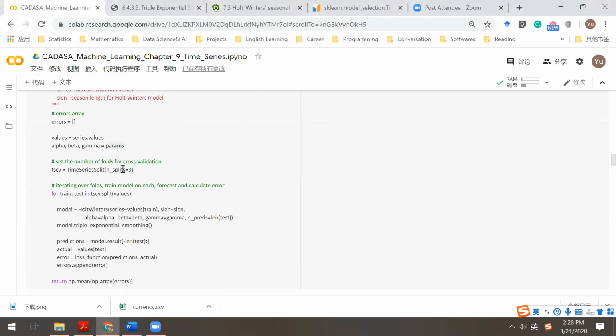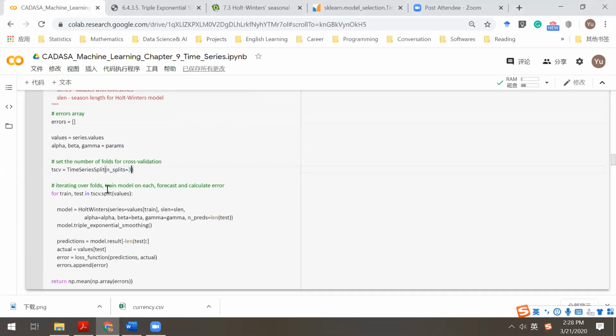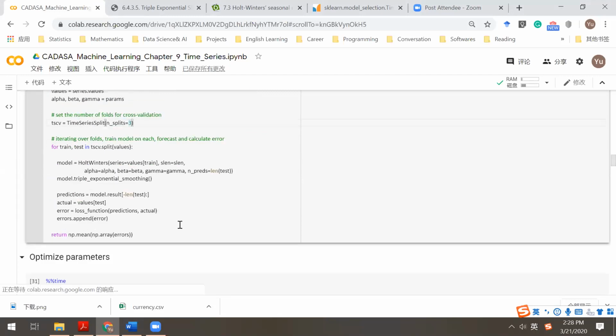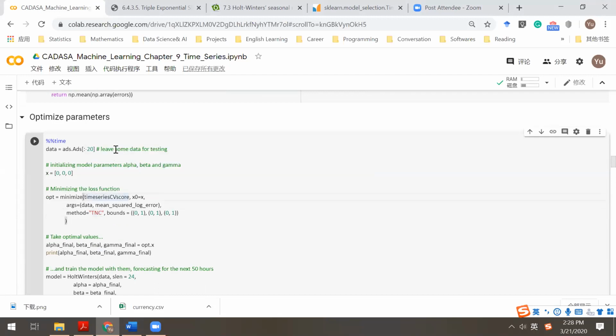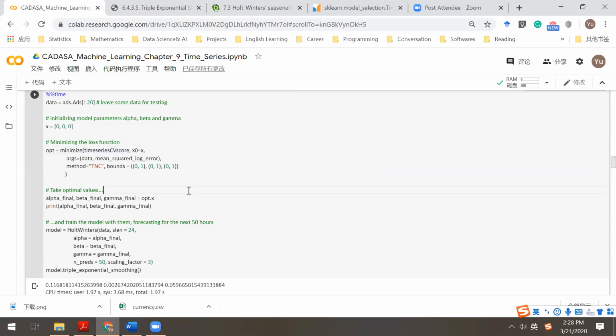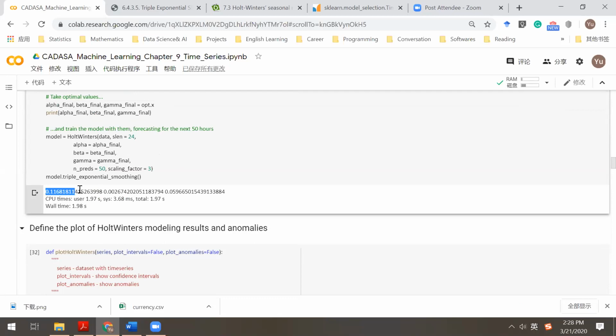Here we split into 3, and this part is iteration over folds, training the model on each fold and calculating the error. And in this part we use the time series cross-validation function and optimize it, then we generate the values. This is for the advertisement data set. We get alpha, beta, and gamma here, and we can see all those parameters are very small.